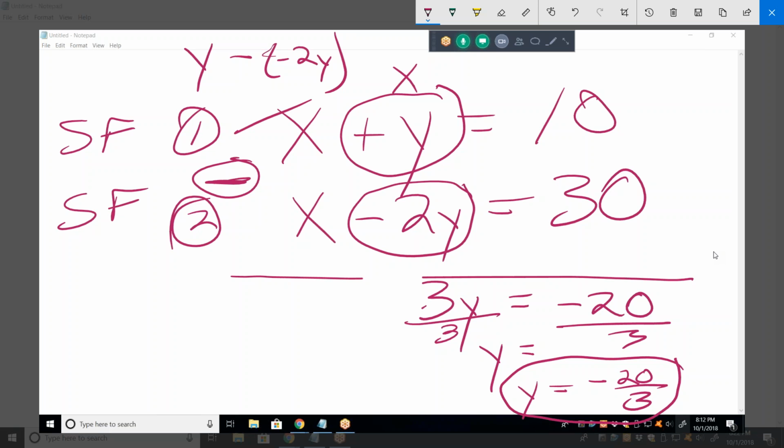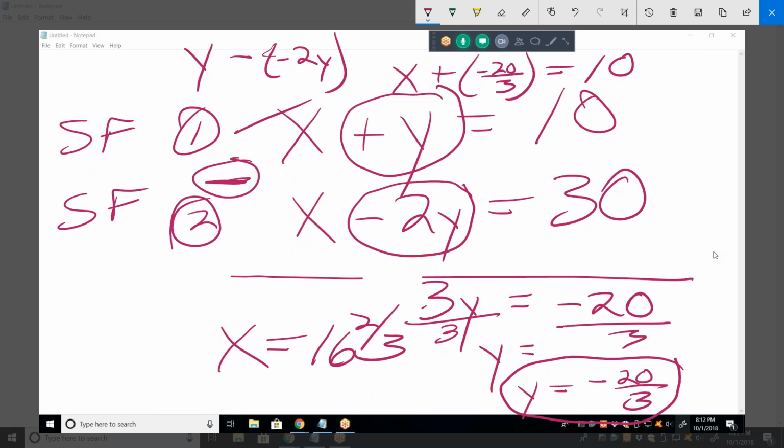Okay? Now, if I go back into one of these equations, I can solve for x because I know what y is. So y is minus 20/3. That has to all be equal to 10. So x must be 10 plus 20/3. Well, 20/3 is 6 2/3. So x is 16 2/3. And those are your two answers.